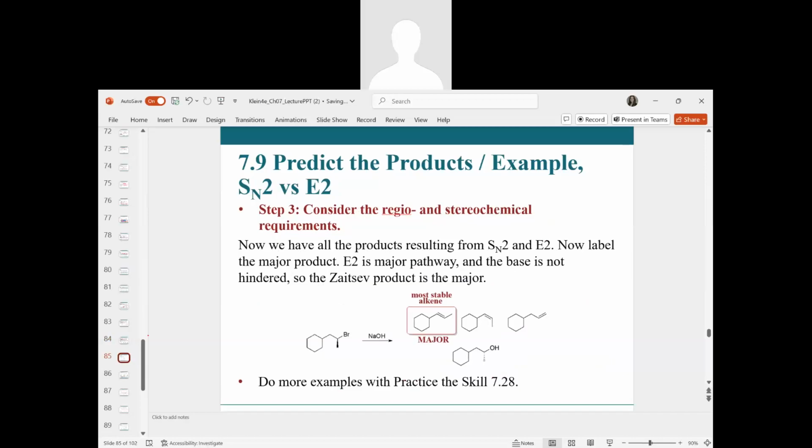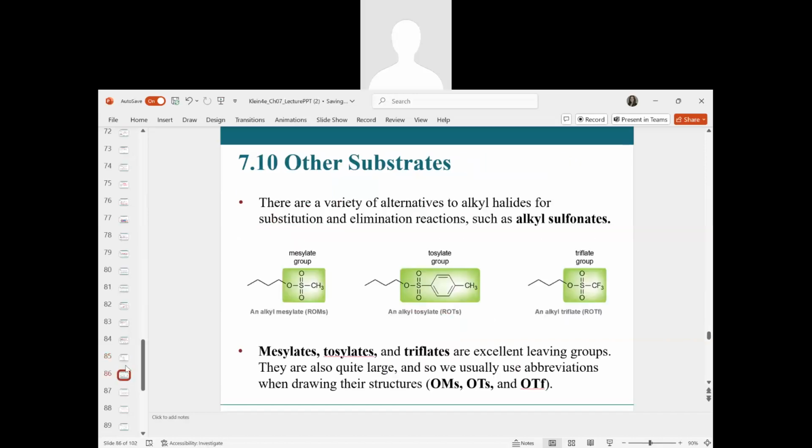Now let's look at our stereochemical requirements. Again, we know that we have this inversion that happens here. Our major product would be from that E2 pathway being the major pathway. We would choose our Zaitsev product that is trans orientation, if possible, as our most stable product. So we'll take a look next time at section 7.10.